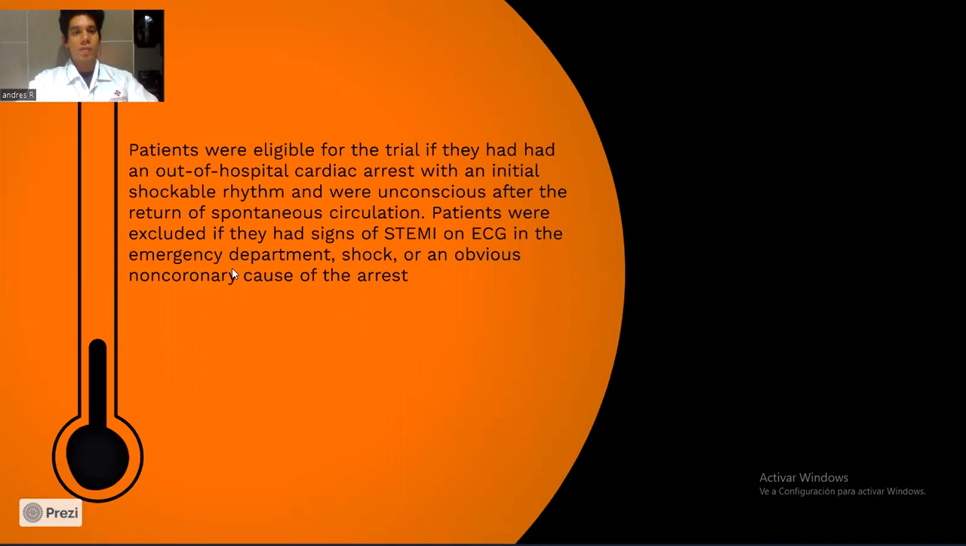Patients were eligible for the trial if they had had an out-of-hospital cardiac arrest with an initial shockable rhythm and were unconscious after the return of spontaneous circulation. Patients were excluded if they had signs of STEMI on ECG in the emergency department, shock, or an obvious non-coronary cause of the arrest.